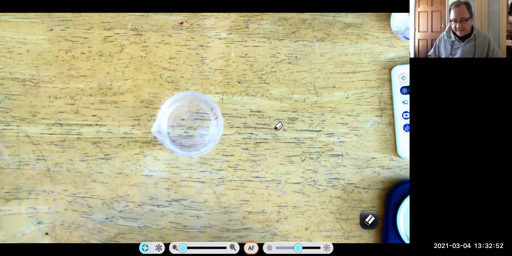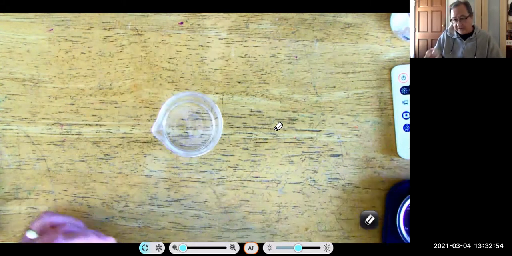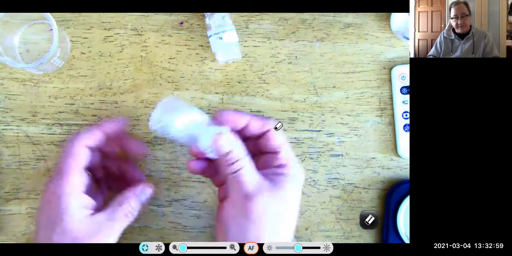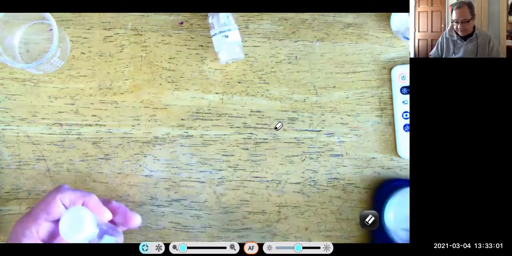Now I need a container for my calcium chloride. So here's my calcium chloride. I'm going to go ahead and use this container because I already cleaned it out. And I'm going to put this on my balance.